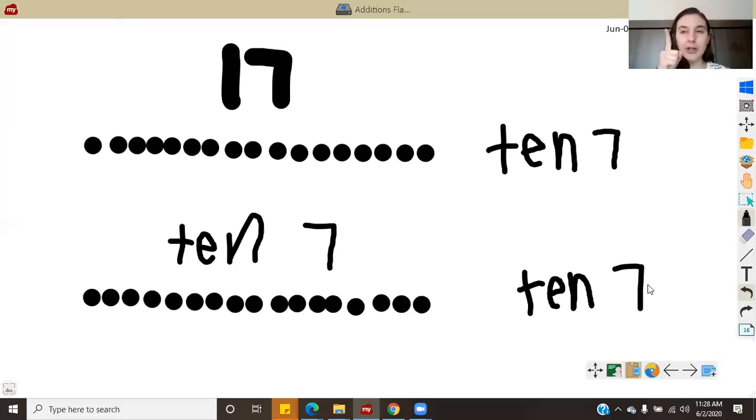So if I have one group of 10 for both numbers, and then both have 7 ones, which one is greater? Ooh, I couldn't trick you. You all said that they are the same. So 17 is actually equal to 17, or 10, 7 is equal to 10, 7.